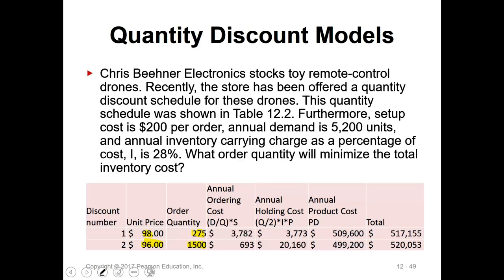So this is the electronics store's toy remote control drones. Recently, the store has been offered a quantity discount schedule like this. And also we are given the setup cost is 200 per order. The annual demand is 5,200 units per year. And the inventory carrying holding cost as a percentage of the cost is 28%. Find out what order quantity will minimize the total inventory cost.